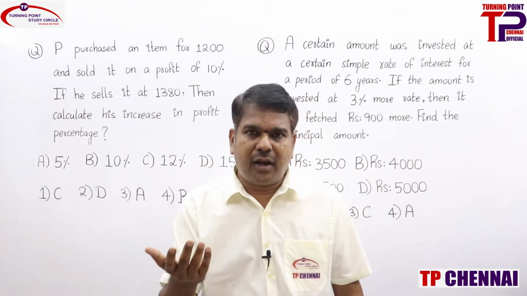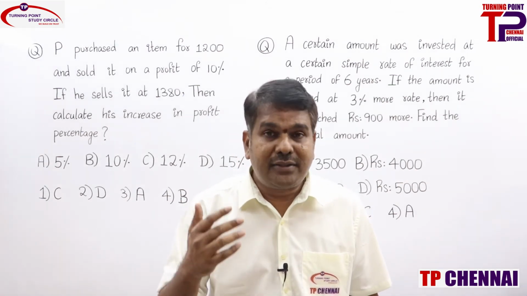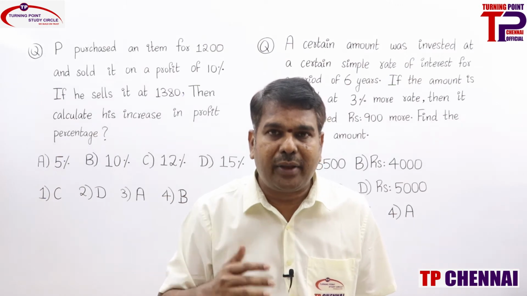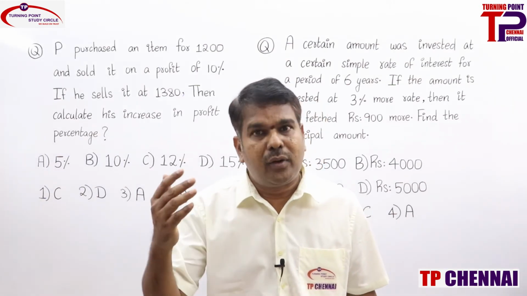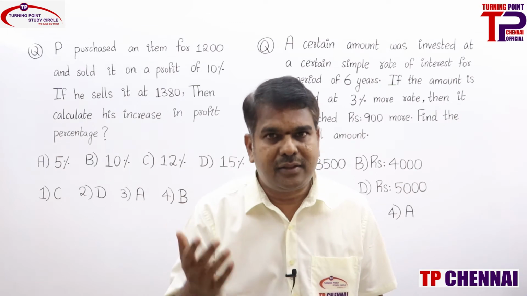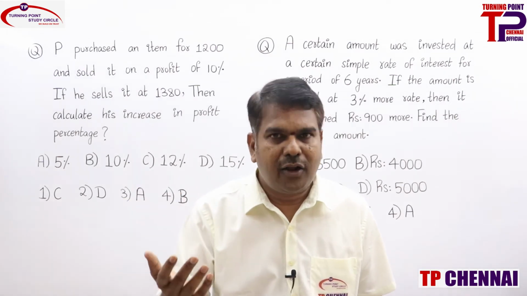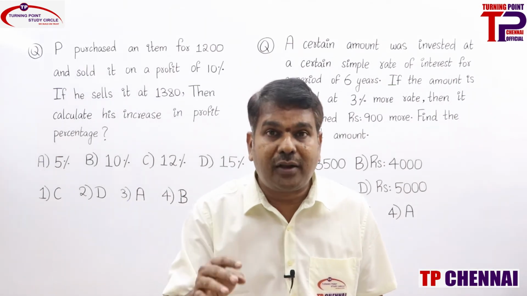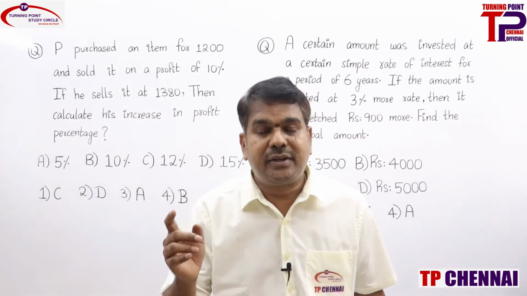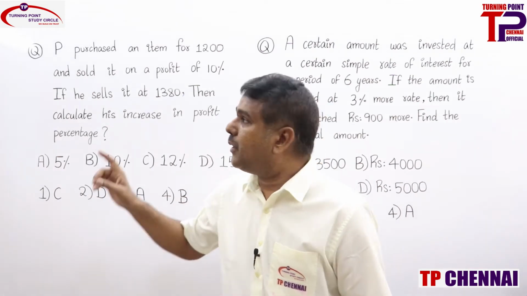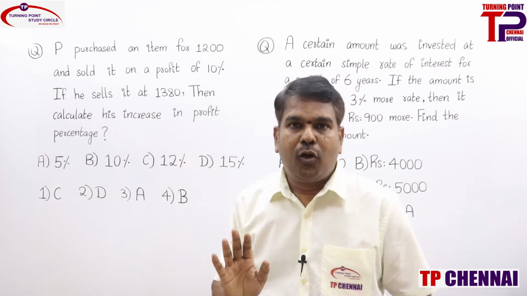What is 10% on 100? 10 rupees. What is 10% on 200? 10 divided by 100 into 200, 20. What is 10% on 300? 30. 10% on 400? 40. 10% on 40? 4. 10% on 80? 8. 10% on 1200? 120.